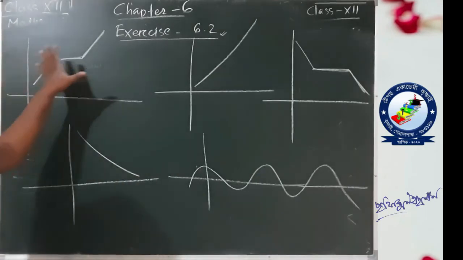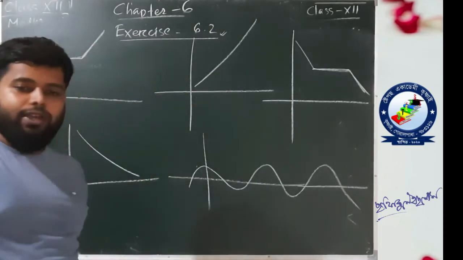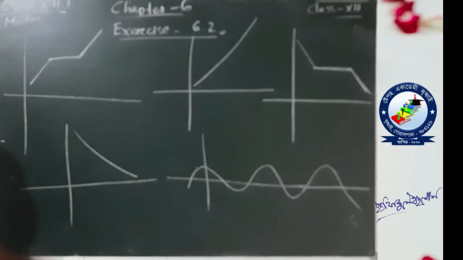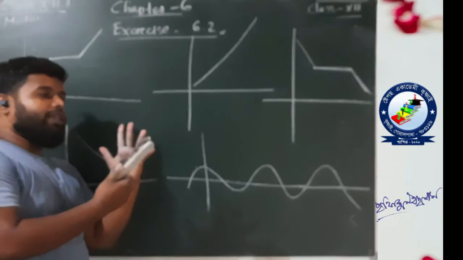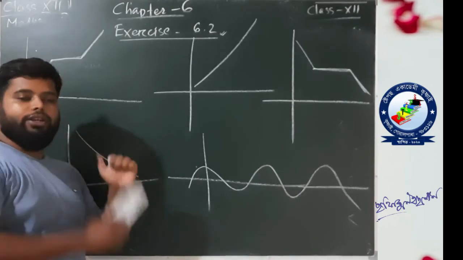So here I have taken a few examples. I have taken 5 examples, 5 graphs. Now can you tell me in which category? I have given you 4 categories, that is strictly increasing, increasing, decreasing, strictly decreasing.